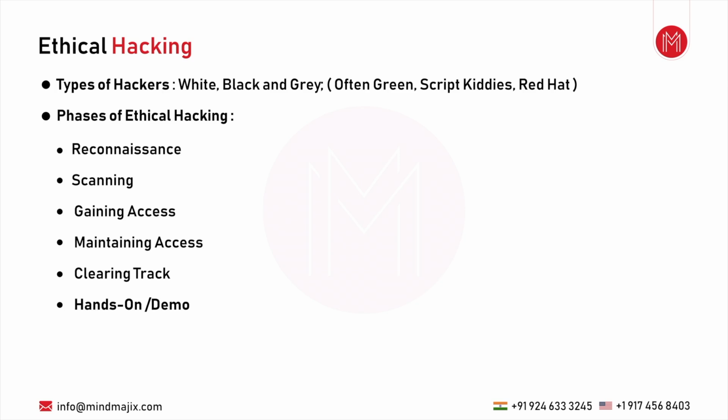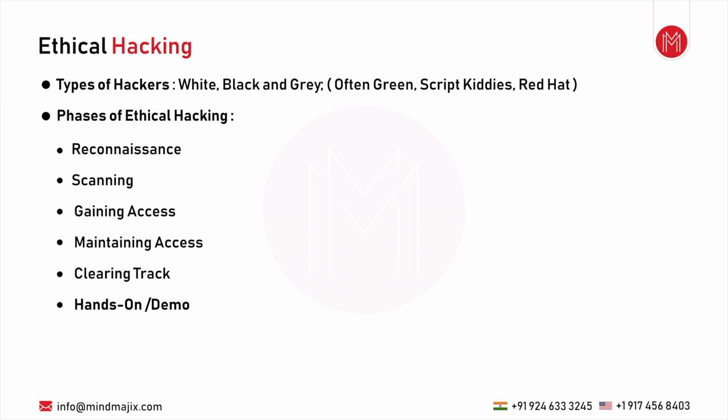Now, coming to the next topic, what are the phases of ethical hacking? There are five major phases: reconnaissance, scanning, gaining access, maintaining access, and clearing tracks. The most important ones are the first and the last, reconnaissance and clearing tracks. Why do I call reconnaissance one of the most important parts? Because it is the phase in which you define and determine the attack vectors, the attack surface, and the threat surface of a particular organization or the asset of the organization which you're going to ethically hack.